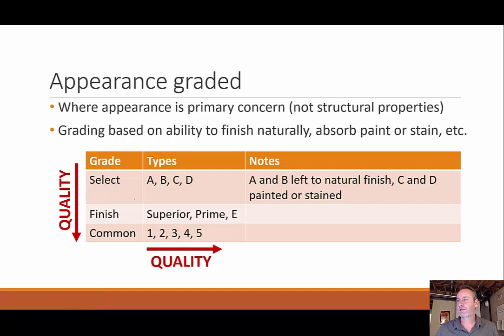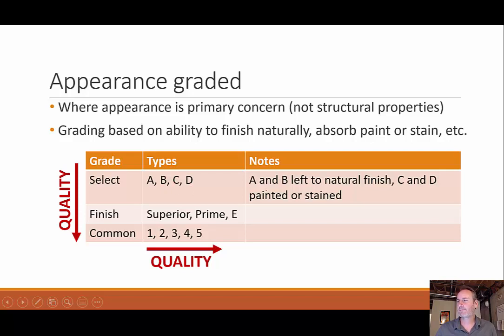So we're not relying on these members to have any structural characteristics, or at least we're not grading them based on structural characteristics, just how they appear: their aesthetics, their ability to absorb paint or stain. And I can see that for my grade I have either select, finish, or common, and the quality is going down as I move down this column, right? So select would be the top, then finish, and common would be the lower quality grade as far as appearance. Then I'm also moving this way for quality, meaning select A would be my best of the best, and then select B, and then C, and then D.